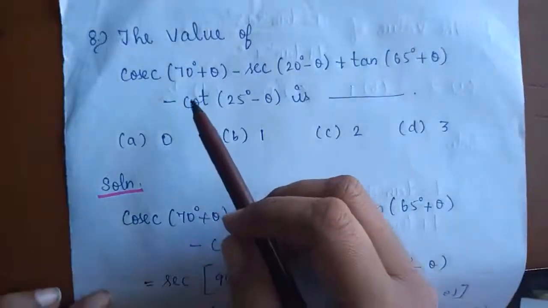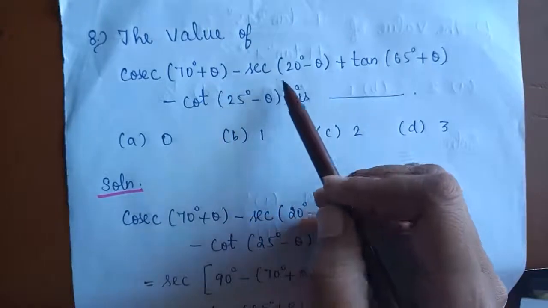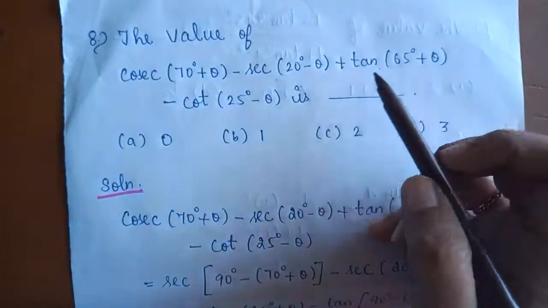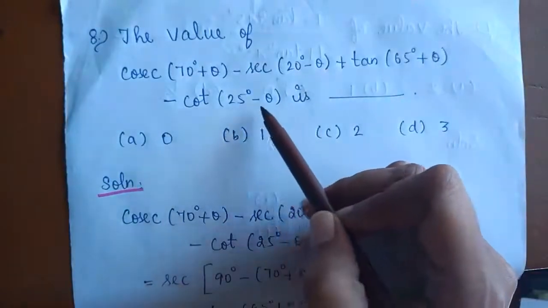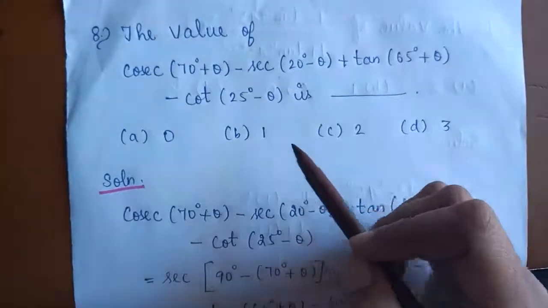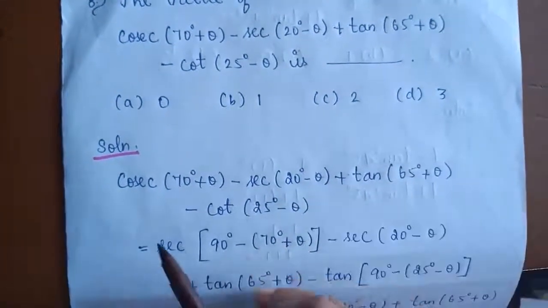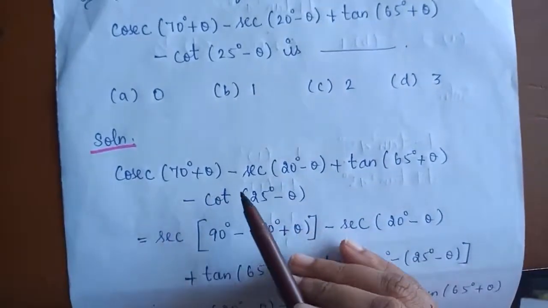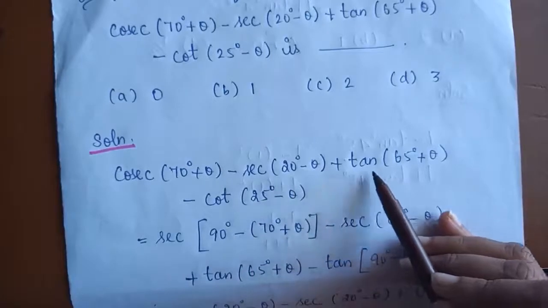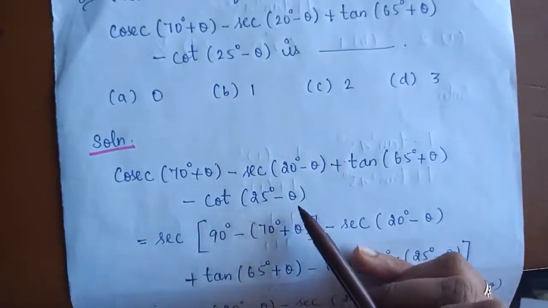Question number 8. The value of cosecant 70 degree plus theta minus secant 20 degree minus theta plus tan 65 degree plus theta minus cot 25 degree minus theta is dash. Option A 0, option B 1, option C 2, option D 3. The given question is cosecant 70 plus theta minus secant 20 minus theta plus tan 65 degree plus theta minus cot 25 degree minus theta.